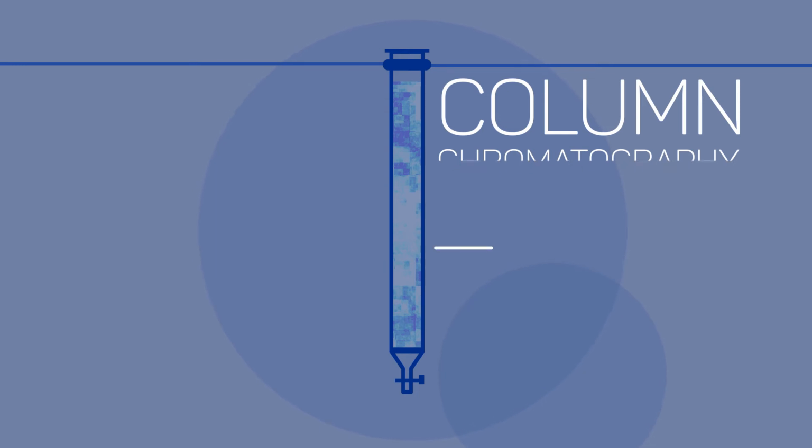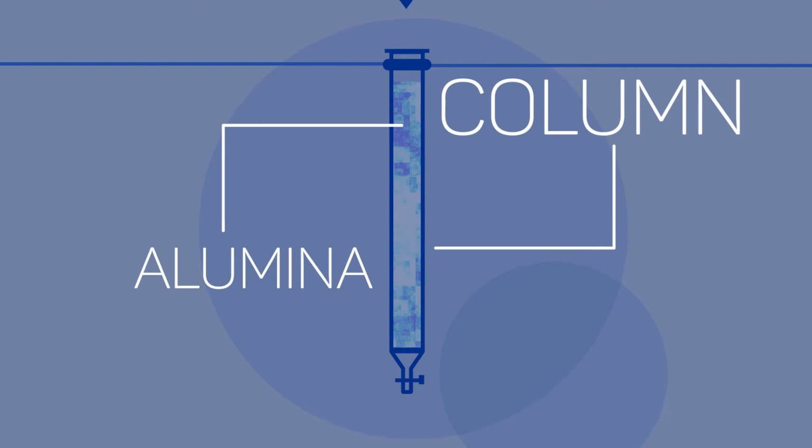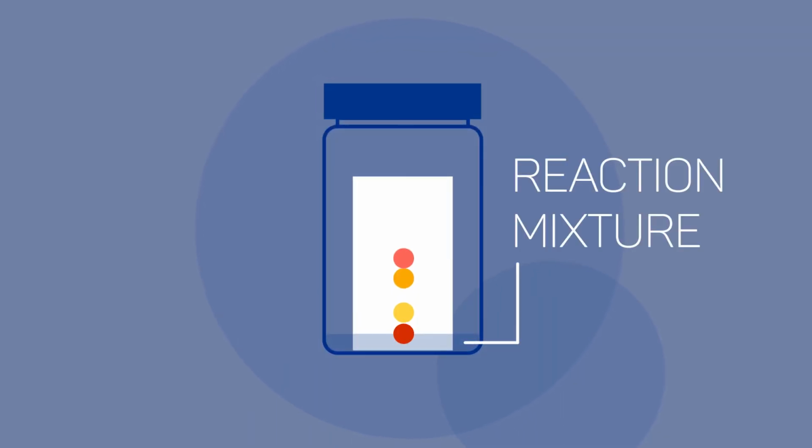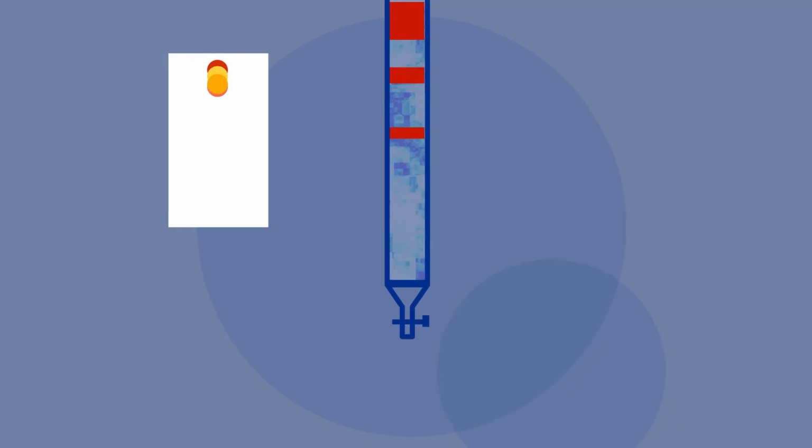A glass tube or column is filled with an inert medium, such as alumina, so that solvent can be passed down the column under gravity. This is the chromatogram of a reaction mixture. The colours are to help you see what's happening. But column chromatography works the opposite way around.